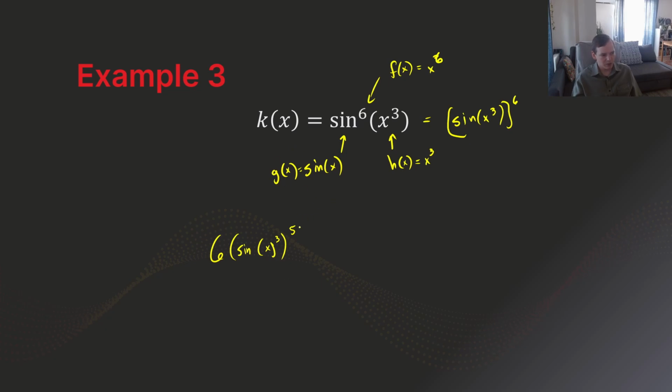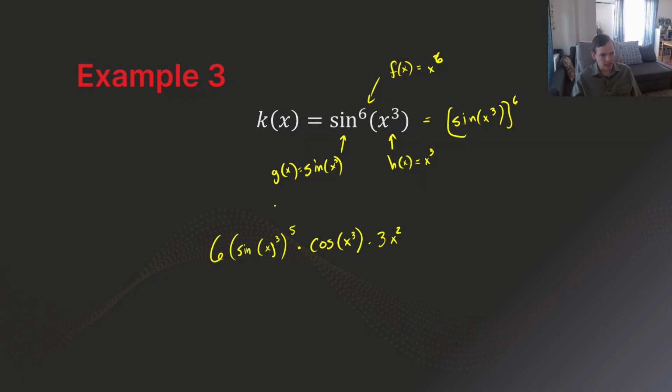Now I'm going to multiply by the derivative of g of x. Well, g of x, let me leave that in there. The derivative of g of x is going to be cosine of x cubed. Then by the chain rule, 3x squared at the end.